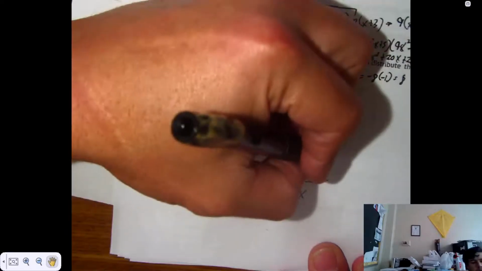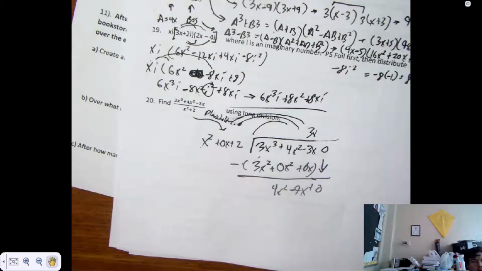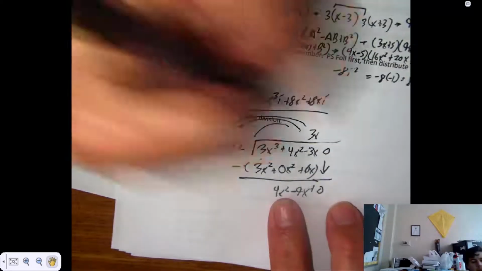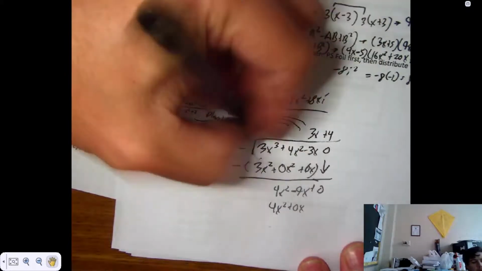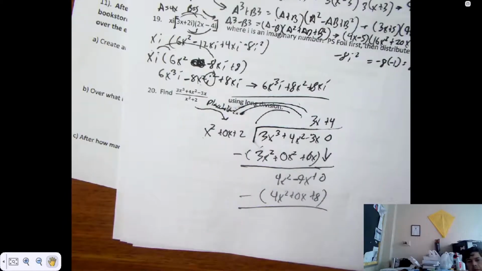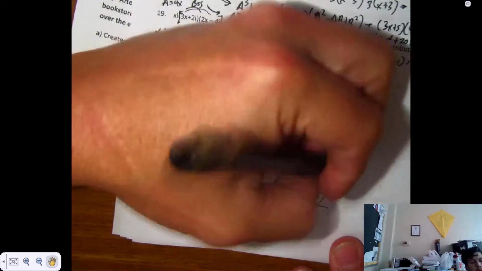Now, we're going to introduce a 0. And we're going to bring it down because we're actually going to need it. The goal is turn x squared into 4x squared by multiplying by 4. So when we do that, we'll have 4x squared. There won't be any x's plus 8. And we'll just subtract on down. We'll have a negative 9x minus an 8. And that is our remainder.